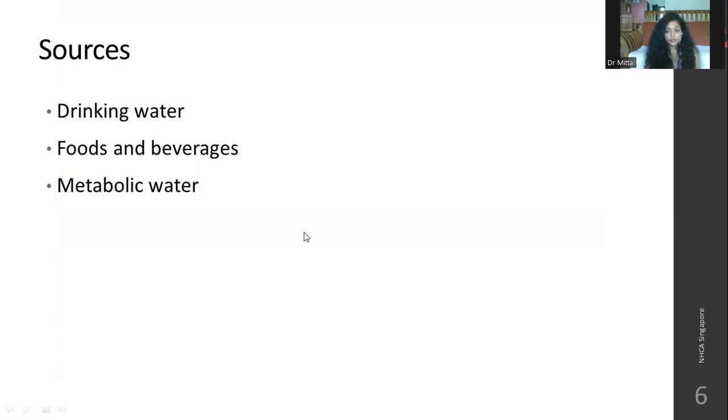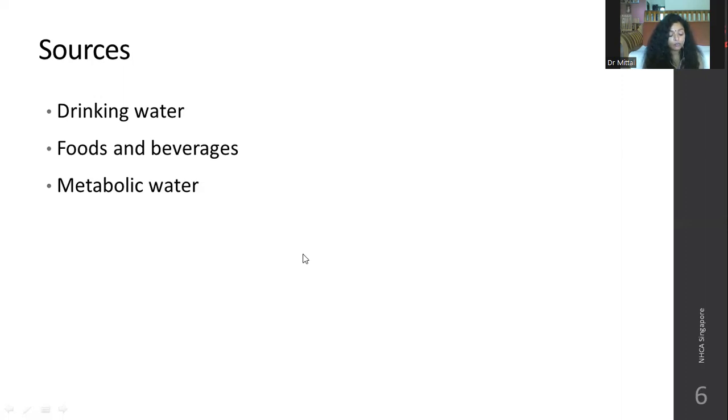Next is sources. The best source of water first is your drinking water, tap water, distilled water, filtered water, boiled water, whatever is your mode of having water. So the best source is drinking water. Other sources are foods and beverages, specifically liquid or clear foods like soup, any curries, tea, caffeine. They are also a good source of water.